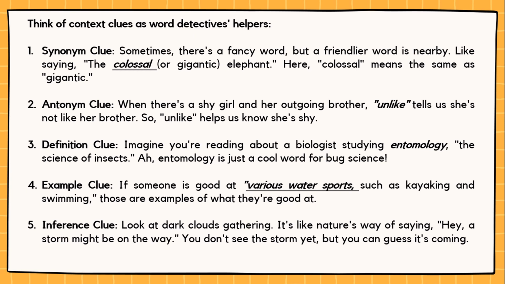Then inference clue. Look at the dark clouds gathering. It's like nature's way of saying, hey, a storm might be on the way. You don't see the storm yet, but you can guess it's coming. Okay, let's understand more. Look outside. It's a bit mysterious. Dark clouds are gathering. It's like nature's way of whispering, guess what? A storm might be on the way.